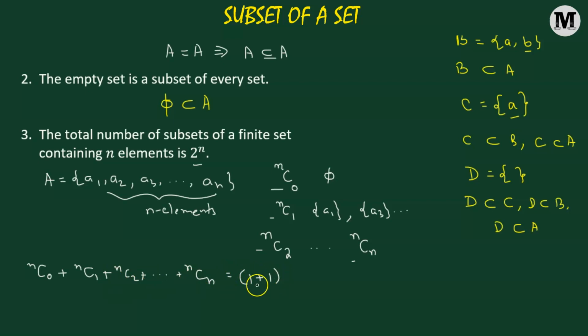This is the binomial expansion of (1 + 1) raised to the power of n, which equals 2 raised to the power of n. If you're not aware of the binomial expansion theorem, you can skip this portion and remember it, and once you become familiar with the binomial theorem, you can come back to this section, and then this will make more sense. So let's talk about the universal set.